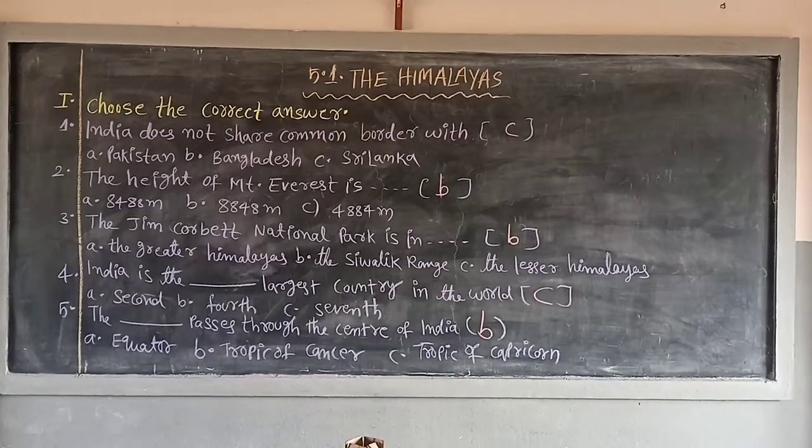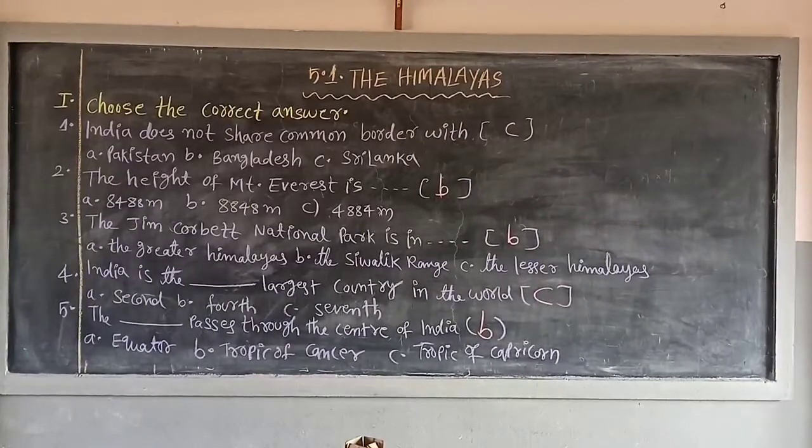First one, read with me. India does not share common border with A. Pakistan, B. Bangladesh, C. Sri Lanka. Answer is Sri Lanka, option C. Next, second one. The height of Mount Everest is A. 8,488 meters, B. 8,848 meters, C. 4,884 meters. So what is answer?